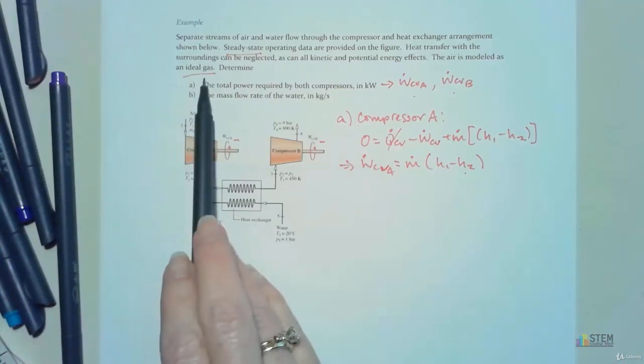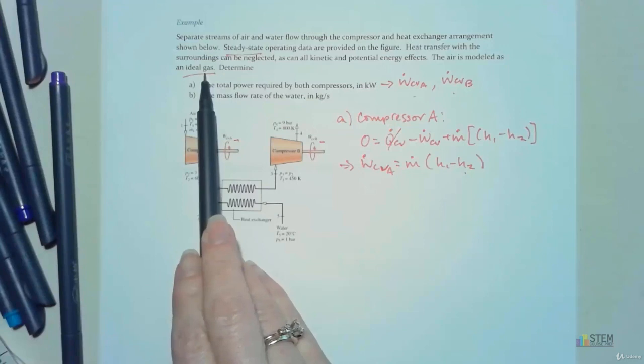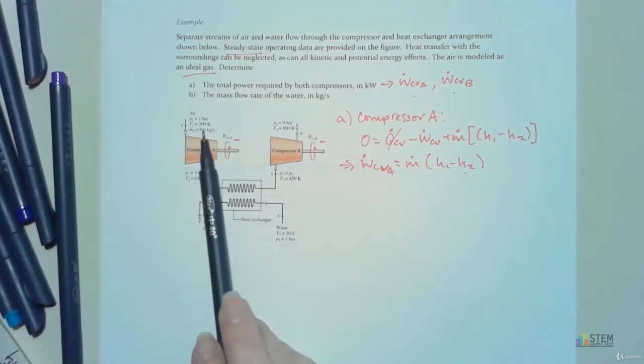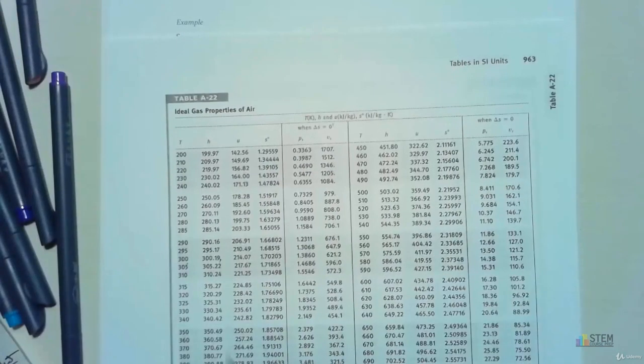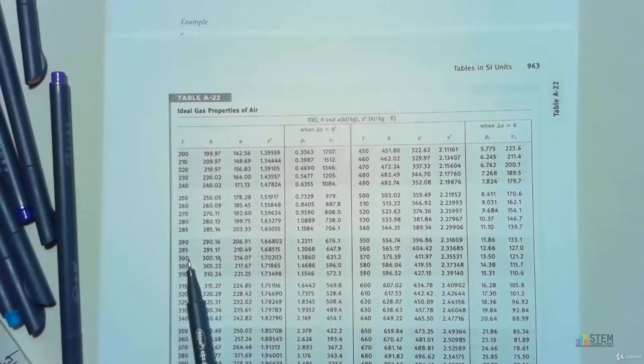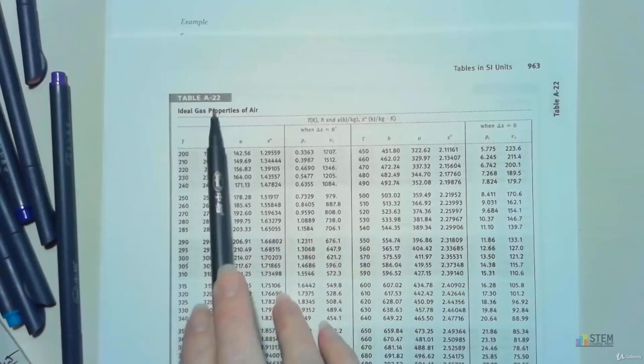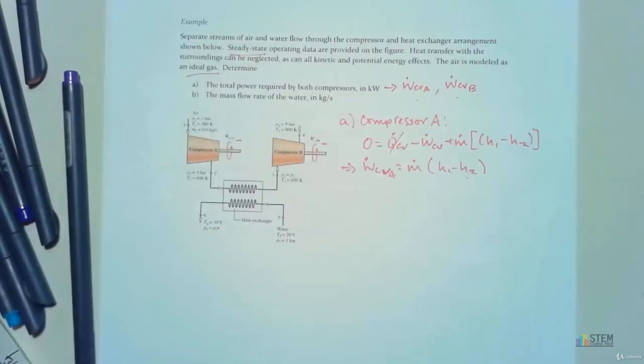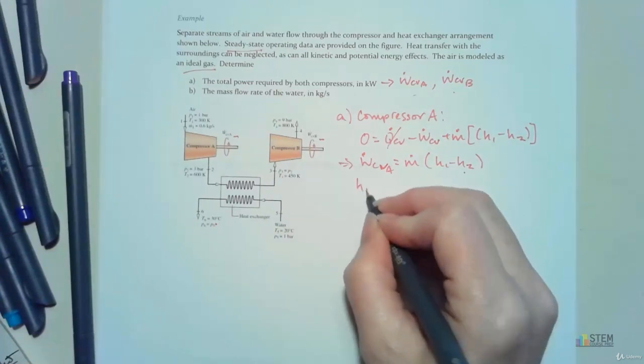Now notice this is an ideal gas, so we will use the ideal gas table, which is table A-22. Looking in our table, if we look at the temperature for 300, here is the value we have. So h is going to be 300.19. Again, remember this is the ideal gas table for air. All right, so we got 300.19. That'll be h1.